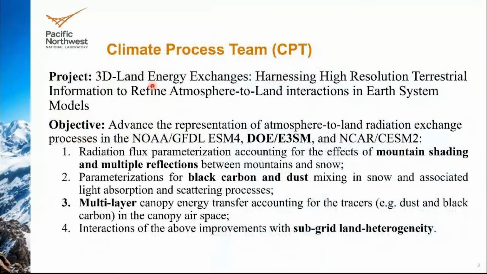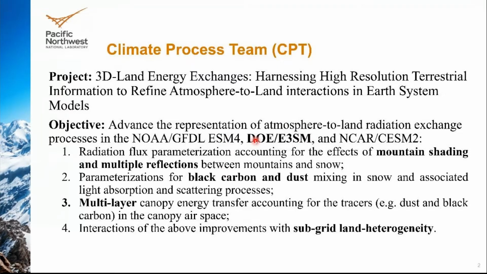I want to first briefly introduce the project I'm working on, the Climate Process Team (CPT) project. The project title is 3D Land Energy Exchanges, Harnessing High-Resolution Terrestrial Information to Refine Atmosphere-to-Land Interaction in Earth System Models. The objective of this project is to advance the representation of radiation transfer processes in Earth system models. I'm working on the ESM.